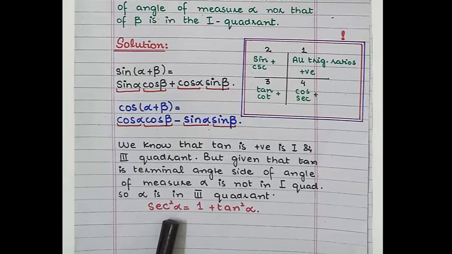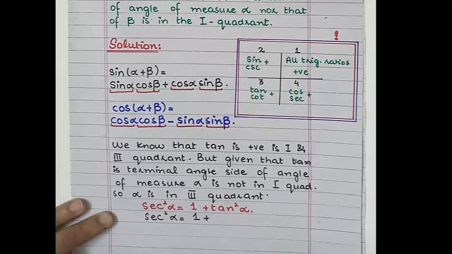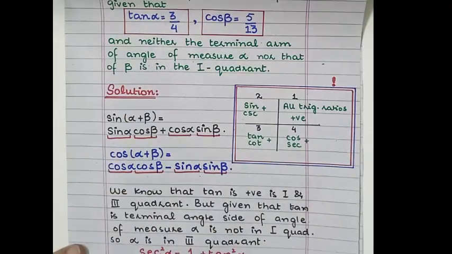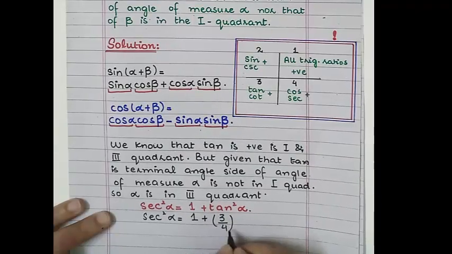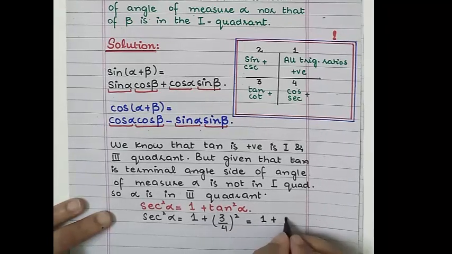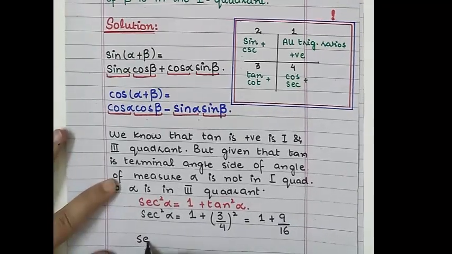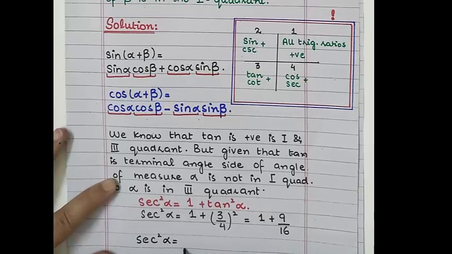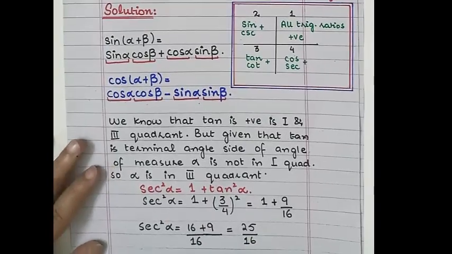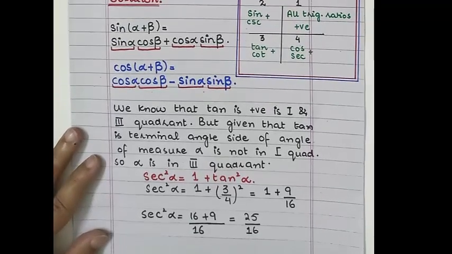And again, using the fundamental identity of trigonometry, we can easily find the value of sin alpha. We have 1 plus tan square alpha. The value of tan alpha is 3 over 4, so writing (3 over 4) whole square. Then we have 1 plus, the square of 3 is 9 and the square of 4 is 16. Now taking the LCM, sec square alpha is equal to, the LCM is 16, 16 plus 9, which is equal to 25 over 16.